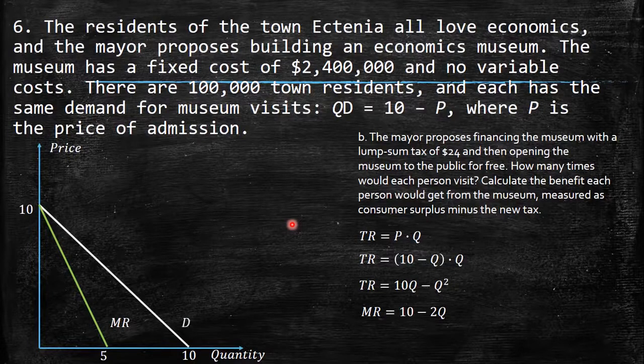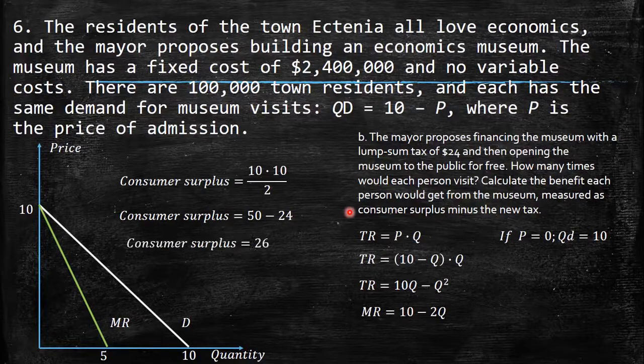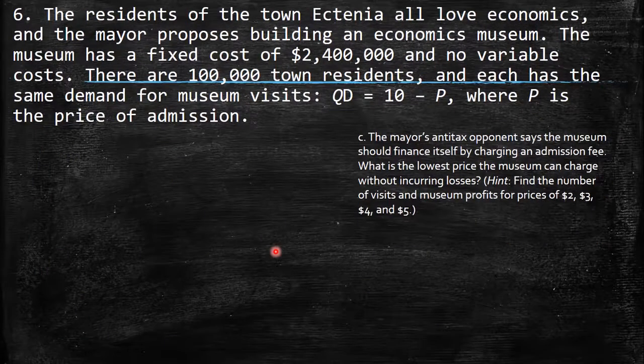So here we have the consumer surplus. Because it's free, you are going to go to the museum 10 times. So this whole triangle is the consumer surplus. That is going to be the base, 10, times the height, 10, which is 100, over 2, which is 50. Minus the tax that you need to pay, 24. Then your consumer surplus is going to be 26.